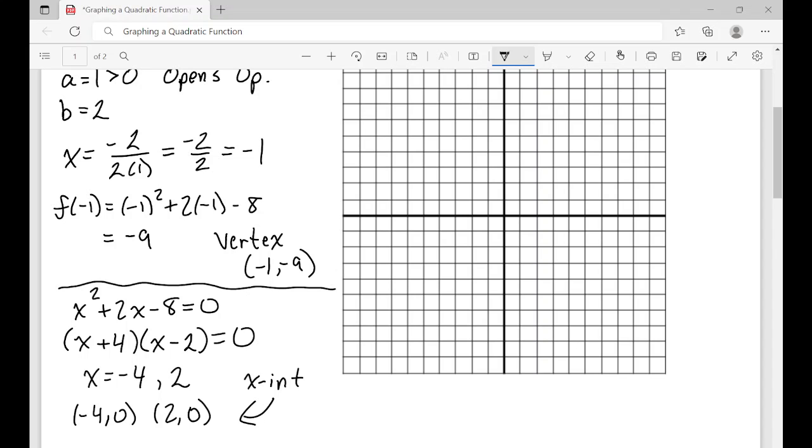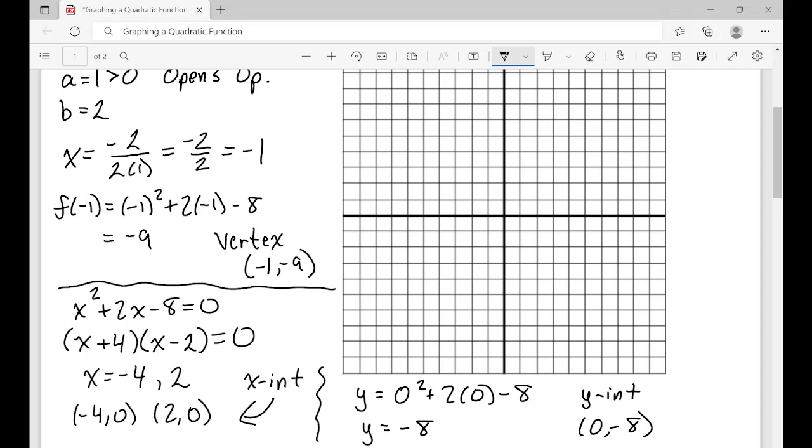And now we're going to find the y-intercept. We're going to take our function and replace all the x's with 0. So y equals 0² + 2 times 0 − 8. And that's going to give us y equals negative 8. So our y-intercept is going to be (0, −8).